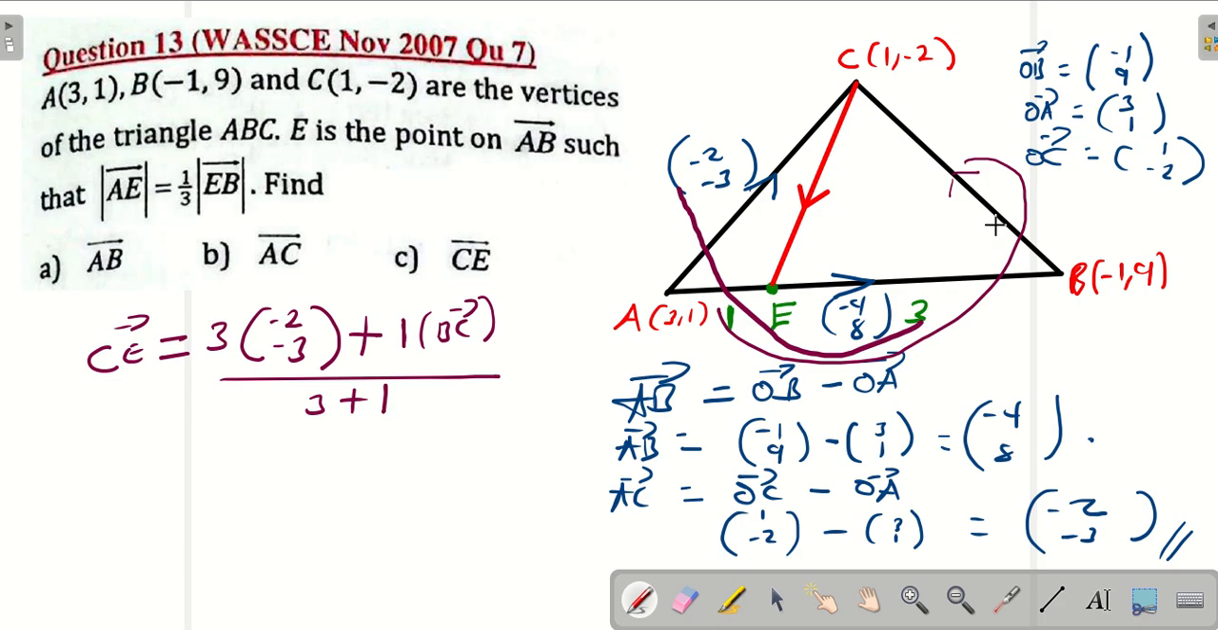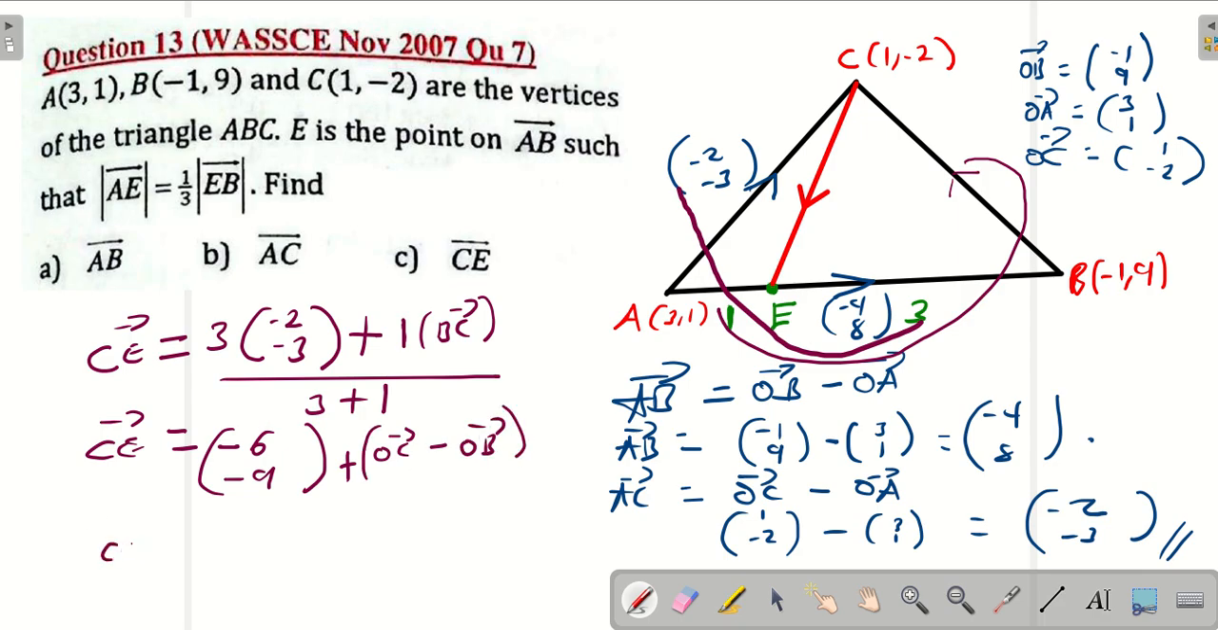So now we need to also look for BC. Is that right? Which we can do. BC, we can find BC. So let's start. We can also find C. Are we okay? So what is C? Okay, we don't know C. So CE should be equal to 3 times negative 2 is what? Then 3 times negative 3 is 9. Then plus 1 times BC. So let's find BC. BC simply means OC minus what? OB.